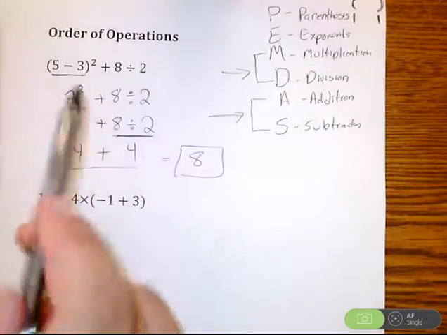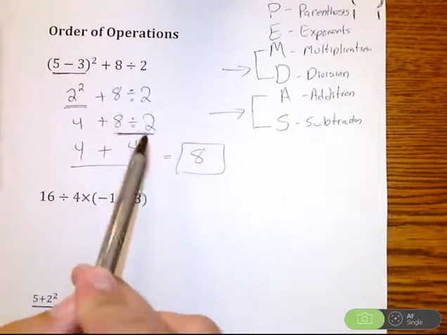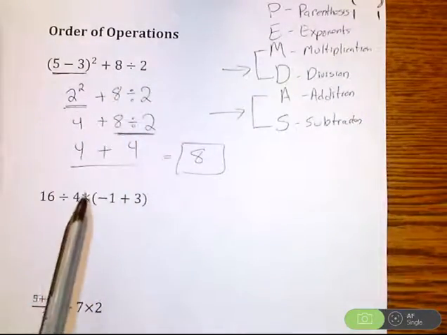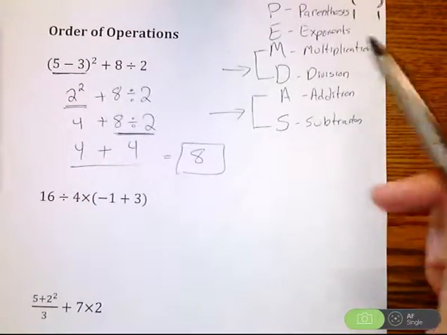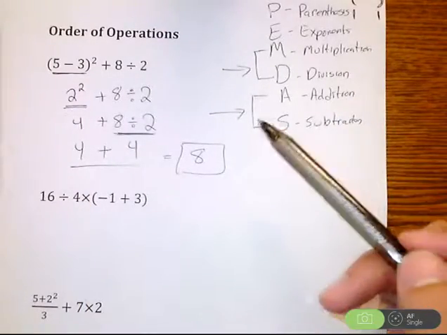So if you notice, I'm just going slow, one operation at a time. A lot of people try and do multiple operations. Sometimes that's where you run into problems with violating the order of operations.